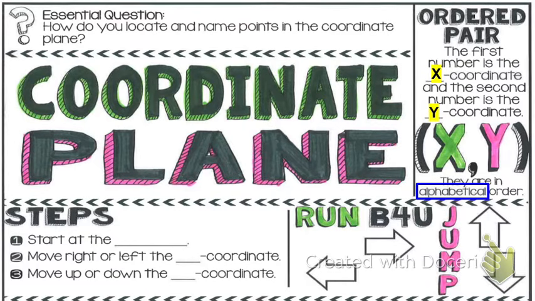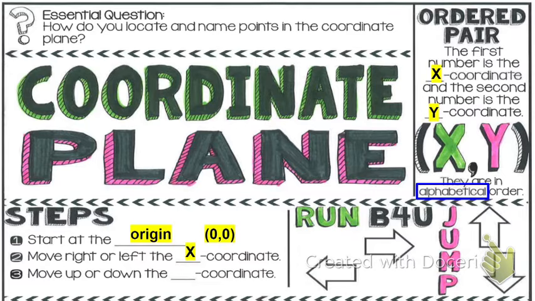Let's go ahead and look at the steps. You are going to start at the origin, which is where the y and the x-axis meet. That's where they intersect. We write this coordinate in an ordered pair as (0, 0). Next, once we're at the origin, we're either going to move left or right on the x-axis, so using the x coordinate.